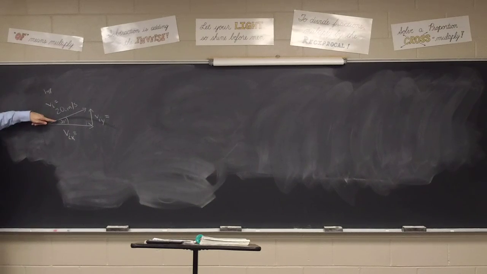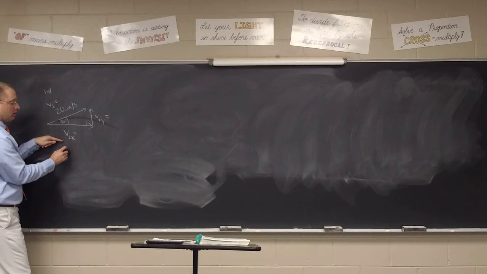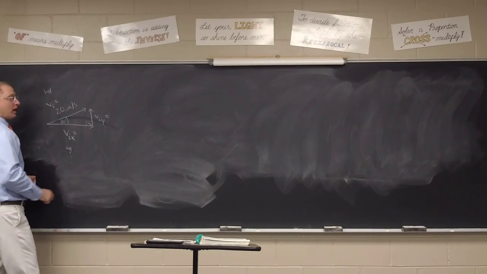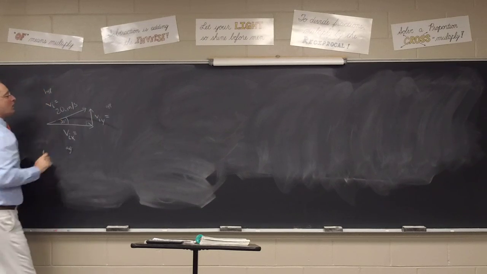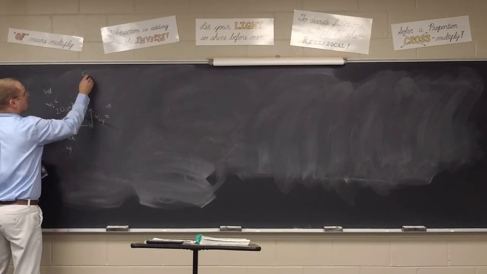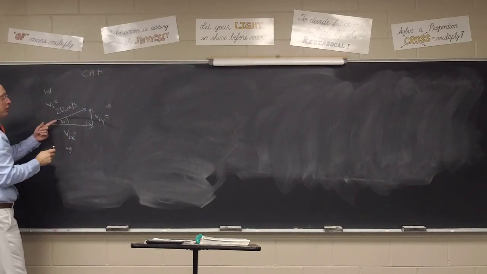With respect to the angle, my x is the adjacent and my y is the opposite. Kendall, which trig ratio would I need to find the initial velocity in the x? SOHCAHTOA. Cosine. I'm going to need the cosine of the 30-degree angle.